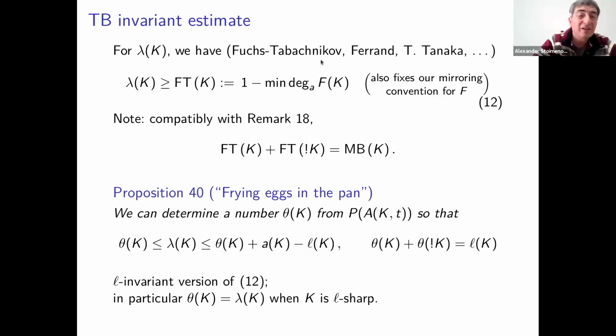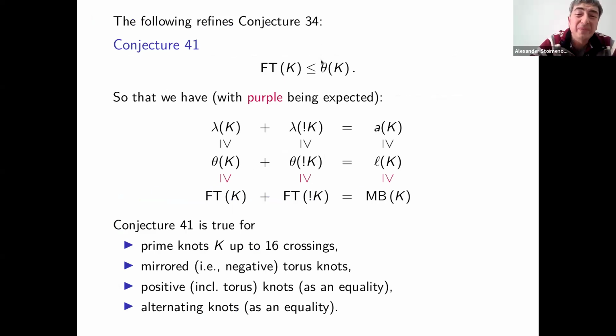And we can now define a number theta, which refines our lower bound for the index in a similar way. It is a lower bound for the Thurston-Bennequin invariant, and when you sum it with its mirror image, you get the lower bound for the arc index. So in particular, you can very easily see that when the knot is L sharp, then theta gives exactly the Thurston-Bennequin invariant. And now the conjecture is again that theta improves the FT bounds in the same way which L improves the Morton-Beltrami bound.